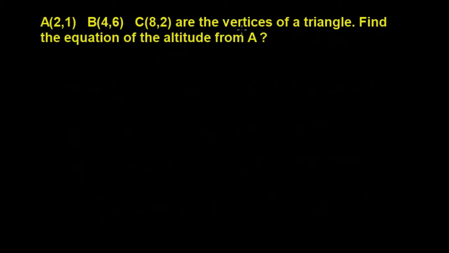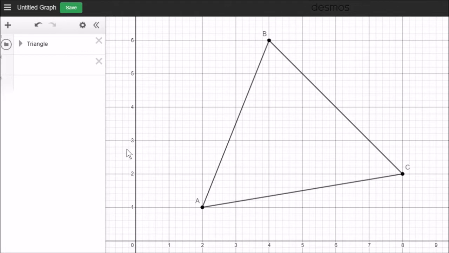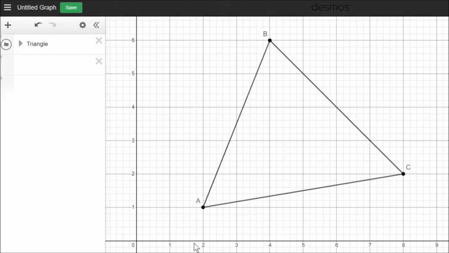A picture paints a thousand words, so let's have a look at this in the graphical calculator. We have the point A, which is (2, 1), the point B, which is (4, 6), and the point C, which is (8, 2). And we're looking for the equation of the altitude from A. So this is the point A, and the altitude comes down and cuts this line here at right angles. So we're looking for the equation of this line here.